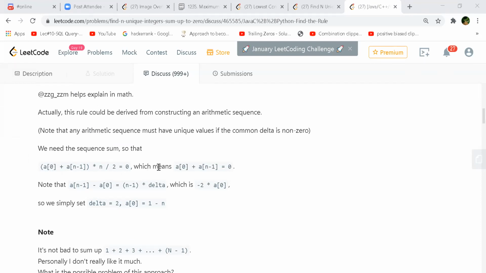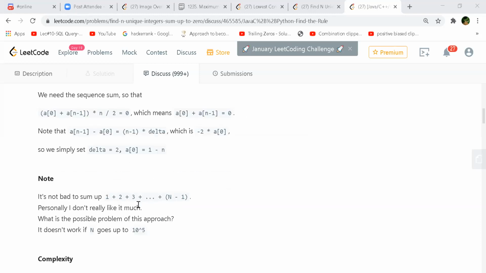So when you evaluate it, the sum of the first term plus the last term should be equal to 0. And we also know the difference of the last term minus the first term will be n minus 1 times whatever delta you have. When you solve these two equations, with delta as 2 and the first term as 1 minus n, you can generate the further terms. Then it will be a one-liner solution in Python.